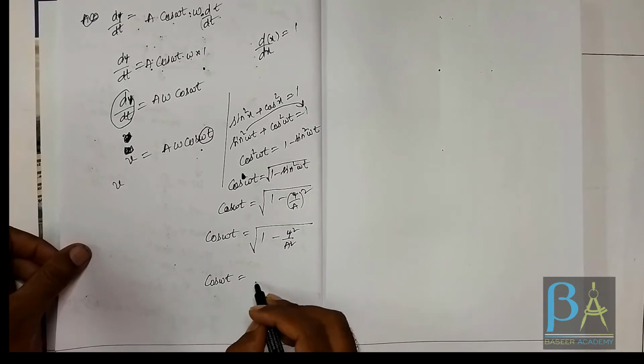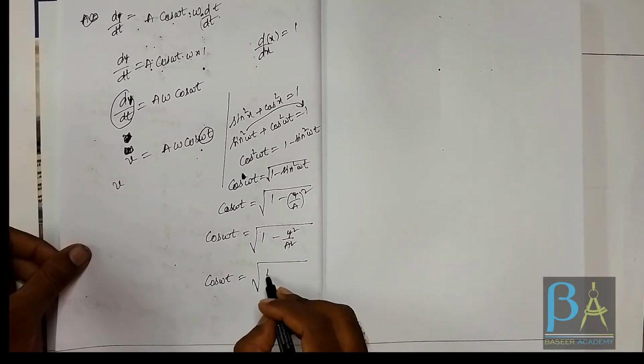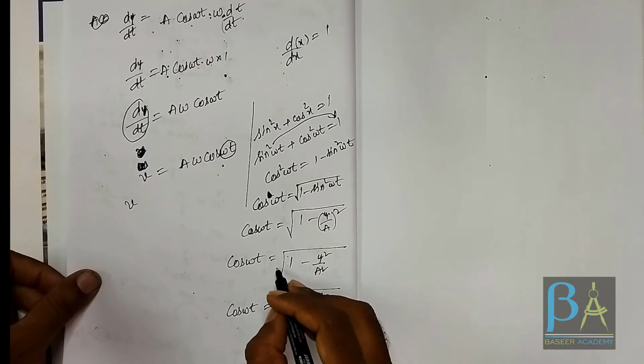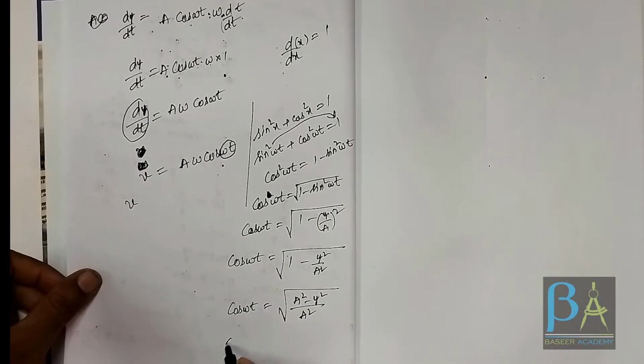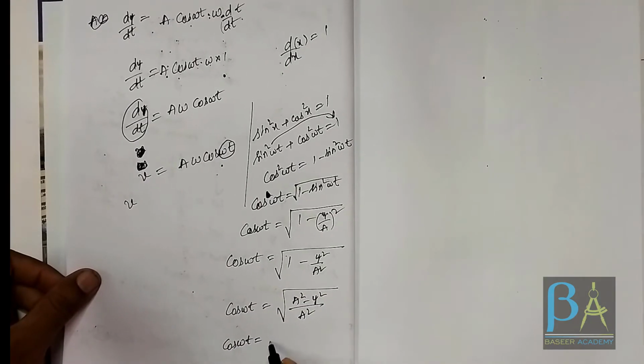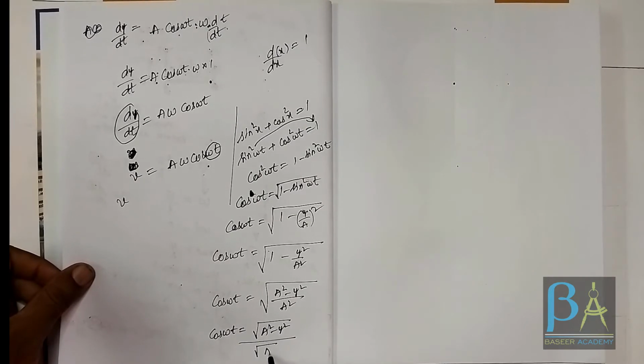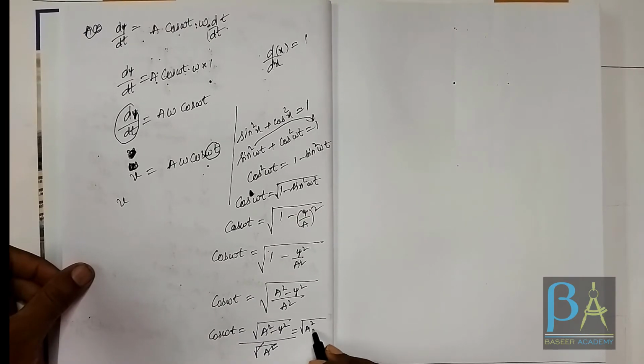And let me just do a simple cross multiplication here. A square into 1 is a square by a square. A square multiplies and then it divides completely. Now the root, let me distribute the root to the numerator, and then let me also distribute the root to the denominator. When I distribute the root to the denominator, the square and square root cancels, and I end up getting cos omega t as square root of a square minus y square by a.